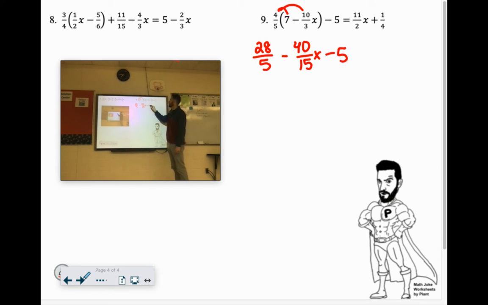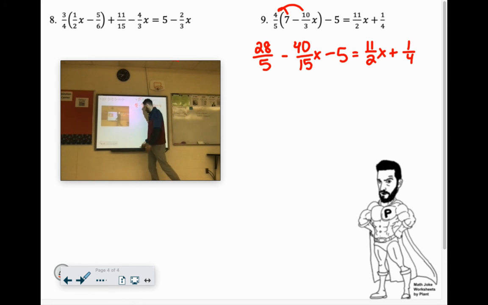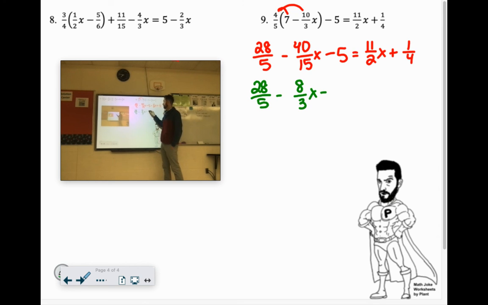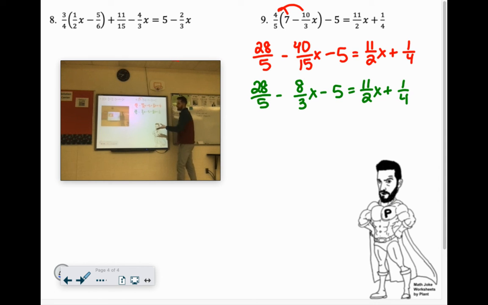We have the minus 5 equals 11/2 x plus 1/4. Sure, it would probably be beneficial to simplify that. 40 and 15 are both divisible by 5. So if we did that, 40 divided by 5 is 8. 15 divided by 5 is 3. So now looking at the denominators, we have 2, 3, 4, 5. So I know that 2, 4, and 5 all go into 20, but 3 doesn't. So what's a multiple of 20 that 3 does go into? 60. We can use 60.